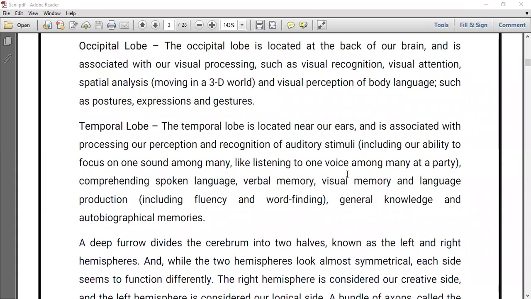Fourth one is the temporal lobe. The temporal lobe is located near our ears and is associated with the processing of our perceptions and recognition of auditory stimuli. What are auditory stimuli? Including our ability to focus on one sound among many, like listening to one voice among many at a party. Another function of our temporal lobe is the comprehension of spoken language, verbal memory, visual memory, and language production. The other one is general knowledge and autobiographical memories.